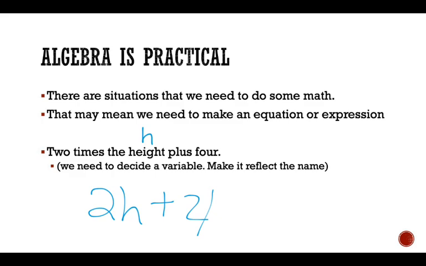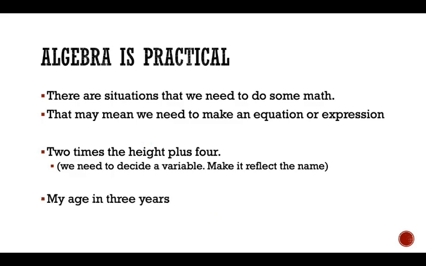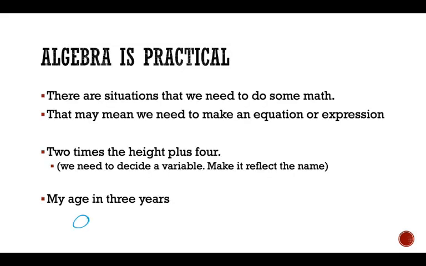We're going to do some like this now. I'm going to do one now. My age in 3 years. I'm going to have A for age. A plus 3? Yes. I'm going to have my age right now plus 3 because I'll be my age plus 3 in 3 years. Are you with me so far? If you know your age right now, but let's pretend you were doing this and you forgot.